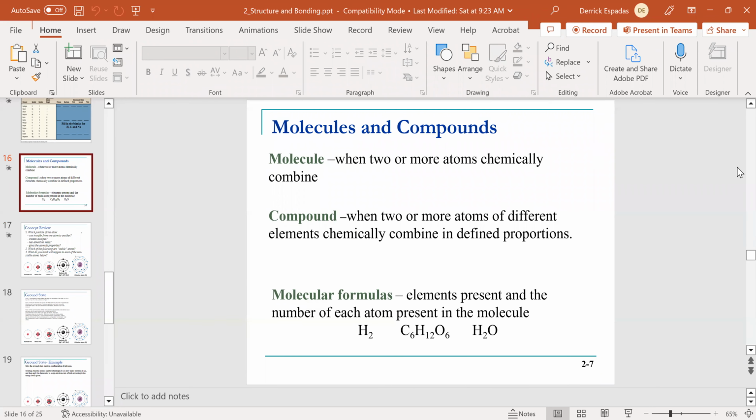So a molecule is when 2 or more atoms chemically combine. So they fill each other's valence shells and then they create almost a whole new thing. Whereas a compound is when 2 or more atoms of different elements chemically combine in a defined proportion. So molecular formulas have the elements present and the number of each atom present in the molecule. So H2, we have 2 hydrogen atoms. C6H12O6 would have 6 carbon, 12 hydrogen, 6 oxygen. H2O, so water, is 2 hydrogen atoms with an oxygen atom.